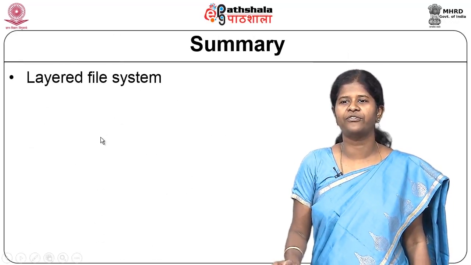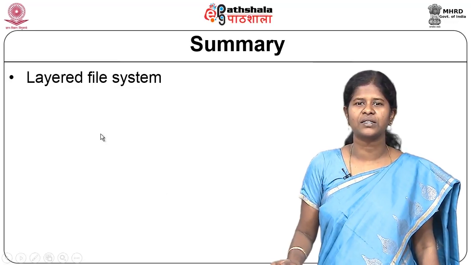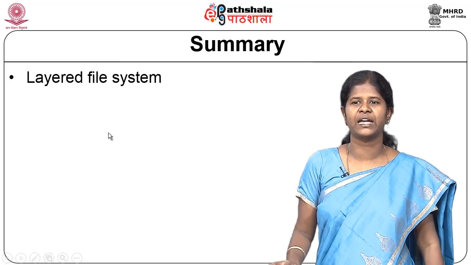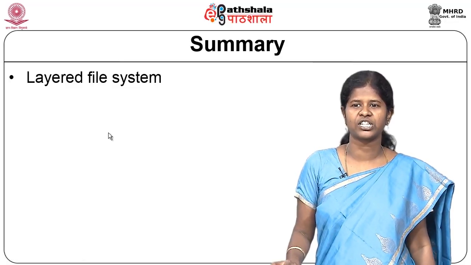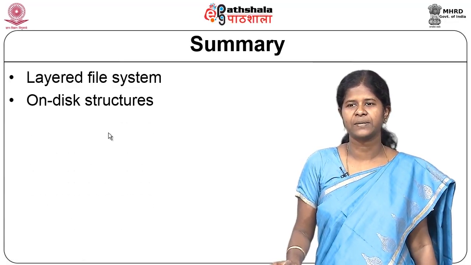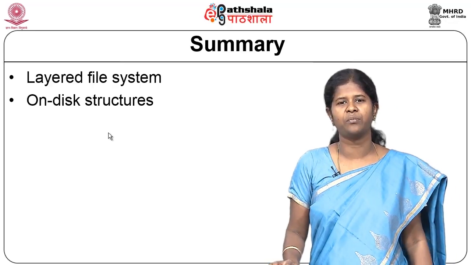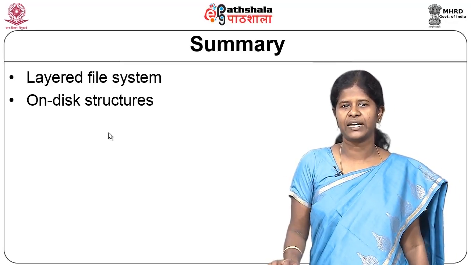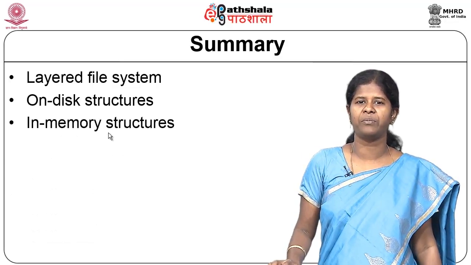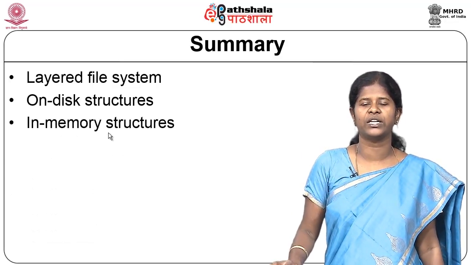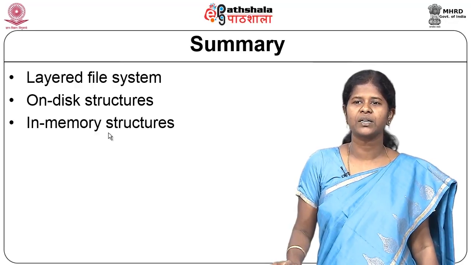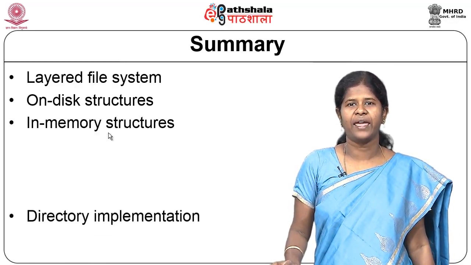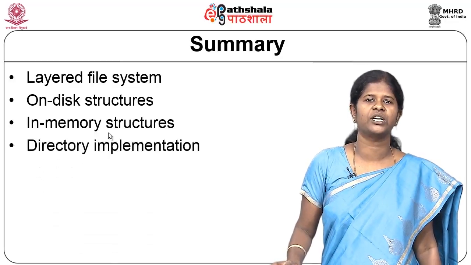So, the summary of what we have learnt in this module is that we learnt what a layered file system is, what the different layers are that go into the file system, and what the functionalities of the different layers are. Then we understood that a number of on-disk structures are maintained for the implementation of the file system, and a number of in-memory structures are also maintained. We saw the functionalities of the different structures, and then we saw the different ways in which a directory can be implemented.